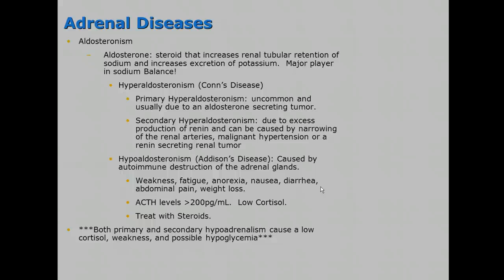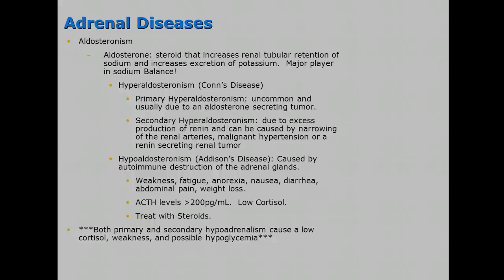Hyperaldosteronism, also known as Conn's disease. We can have two pieces to this. It can be a primary hyperaldosteronism or a secondary hyperaldosteronism. They each have different causes. The primary hyperaldosteronism is uncommon and usually due to some type of an aldosterone secreting tumor. So you have a tumor in your body, it just starts secreting like crazy.